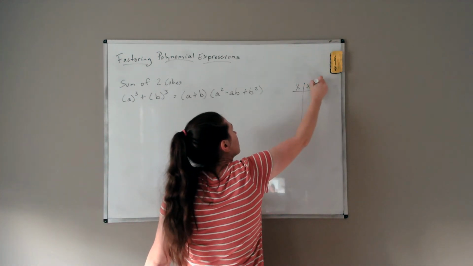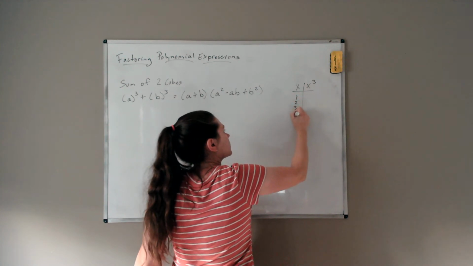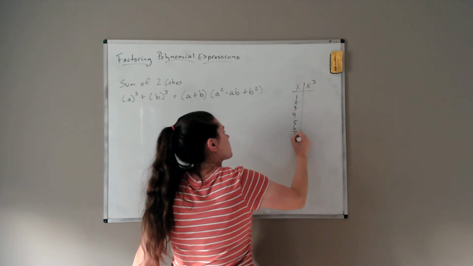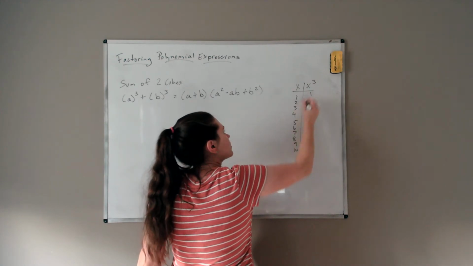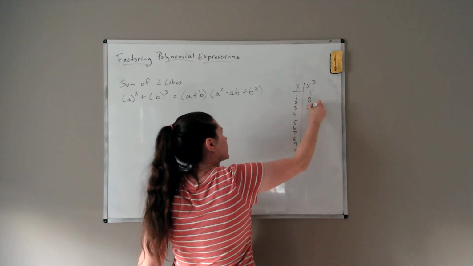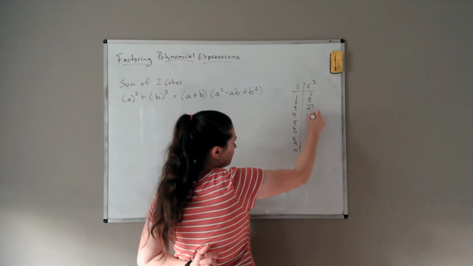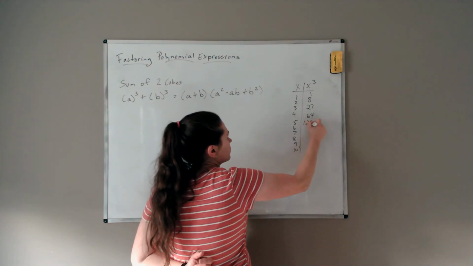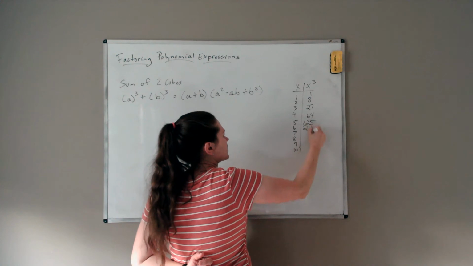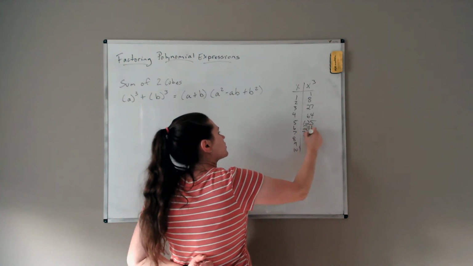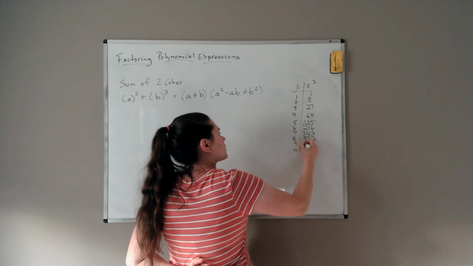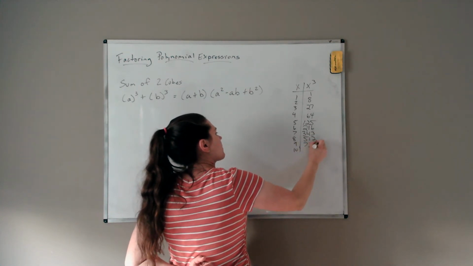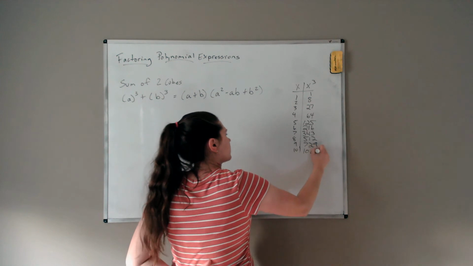Now, sum and difference of two cubes. Don't forget your perfect cubes. Okay? I'll just make a quick list from 1 to 10. 1, 2 to the third is 8, 3 to the third is 27, 4 to the third is 64, 5 to the third is 125, 6 to the third is 216, 7 to the third is 343, 8 to the third is 512, 9 to the third is 729, and 10 to the third is 1000.